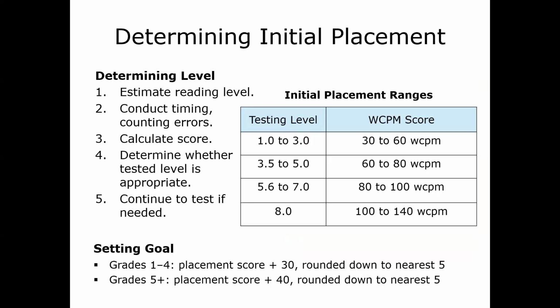So let's say you have a 5th grader who you think is reading a year below grade level. Okay, you're going to give him the 4.0 passage because he's a 5th grader. You think he's a year below grade level. You're going to have him read that passage for a minute. You'll count his errors, subtract them from the words attempted, and you get a words correct per minute score, which you plug into this table. If he fits, it's a good level. If not, you keep going until you find where he fits. That information is written down in the placement packet for you.